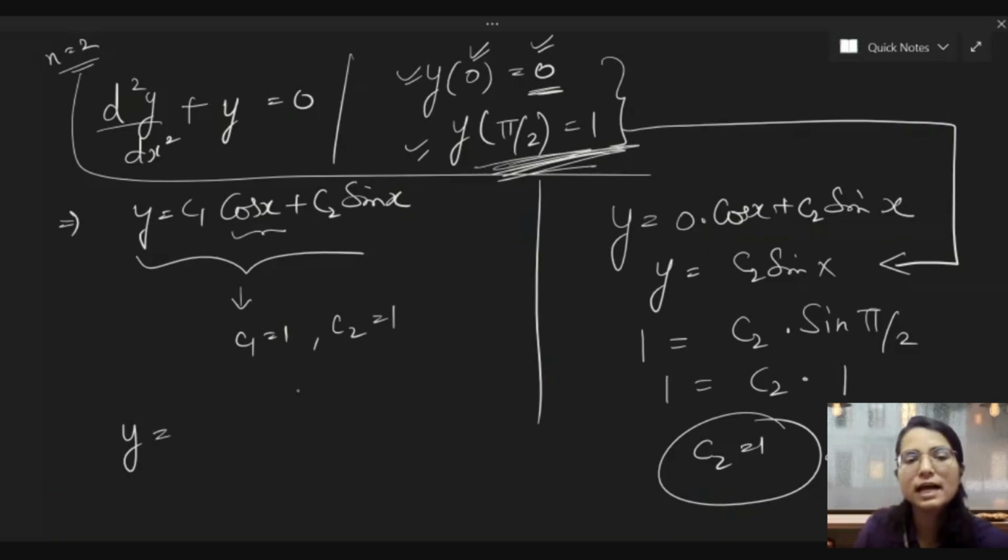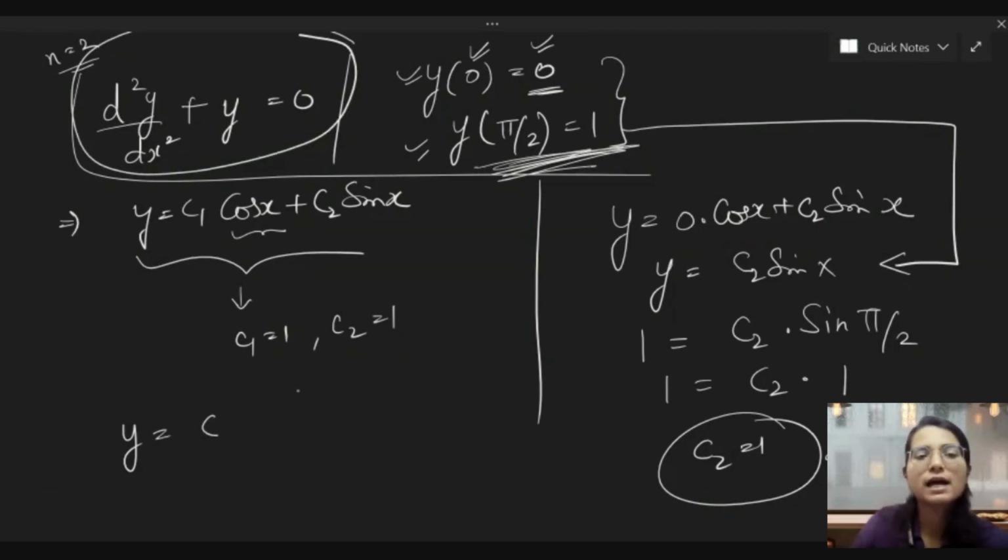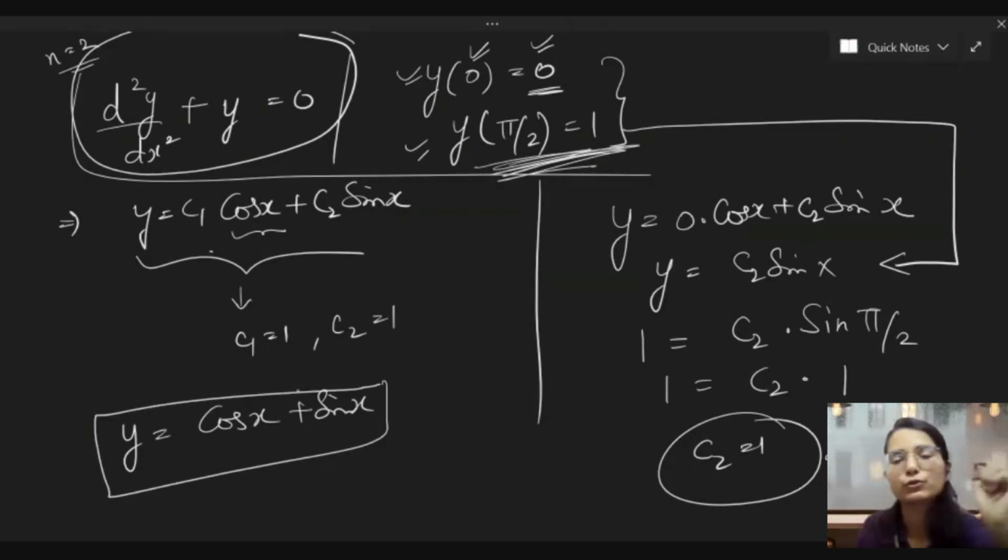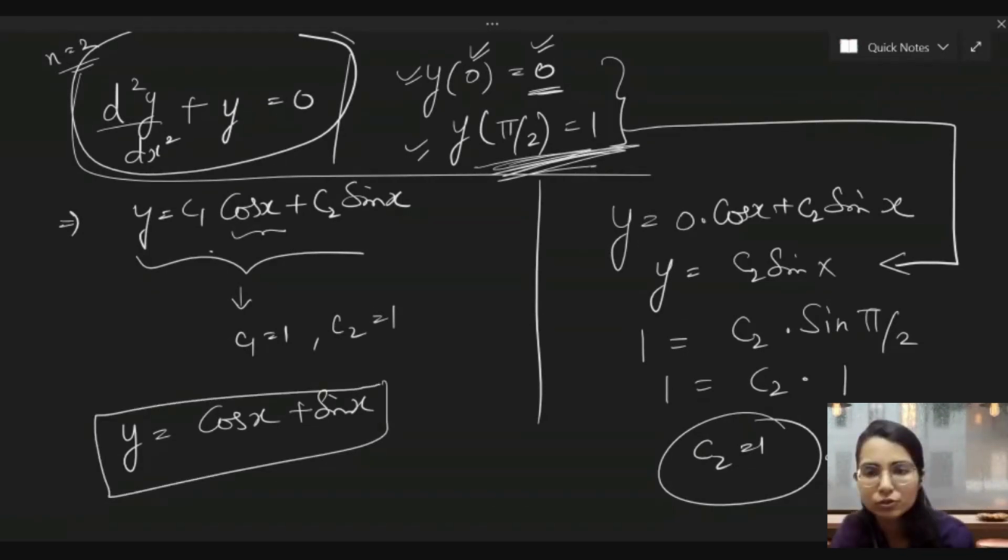So in this case, if only this equation was given, and if I give these arbitrary constants some specific value, like 1 and 1, my solution would have been cos x plus sin x. This is also called a particular solution. So there are 2 ways of finding a particular solution.